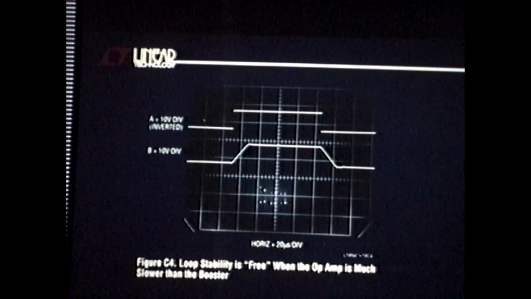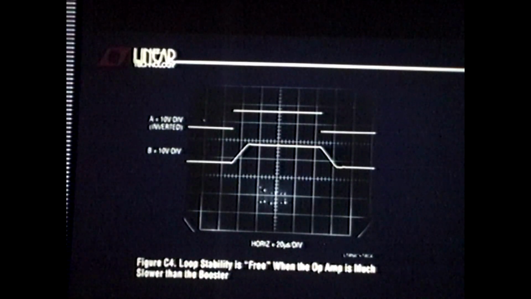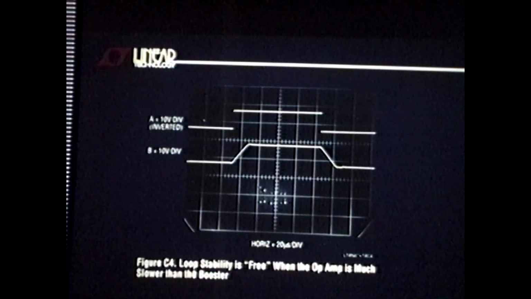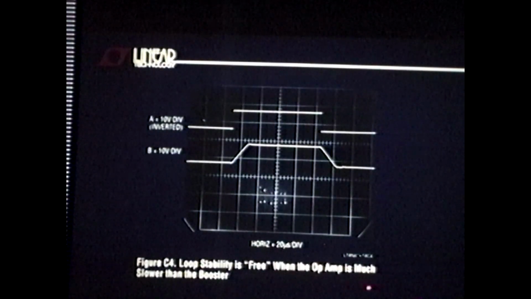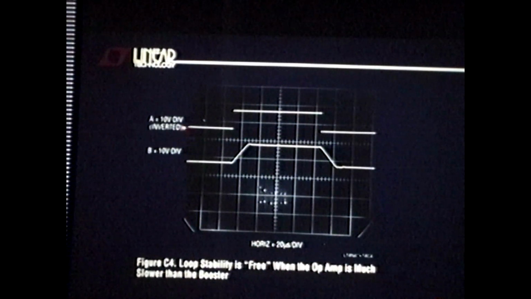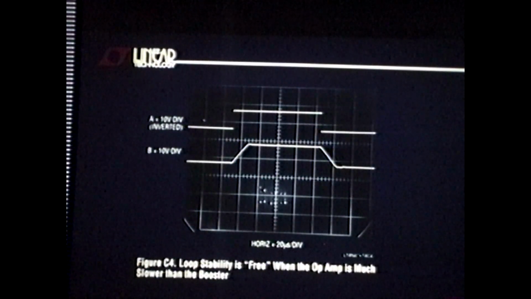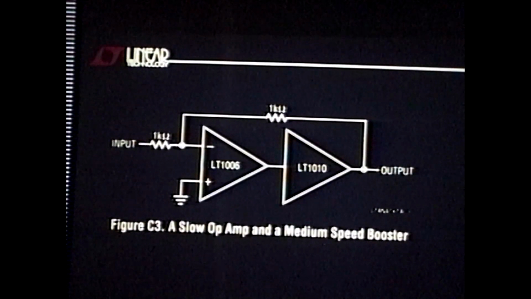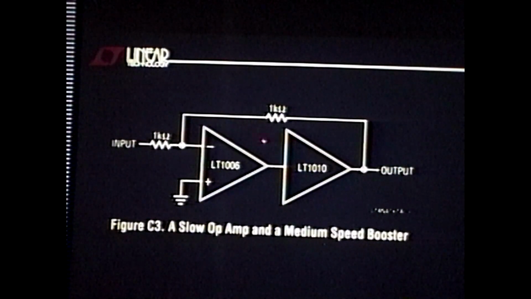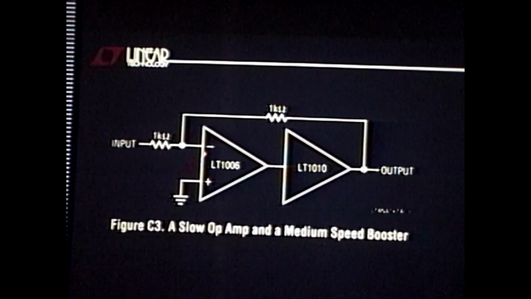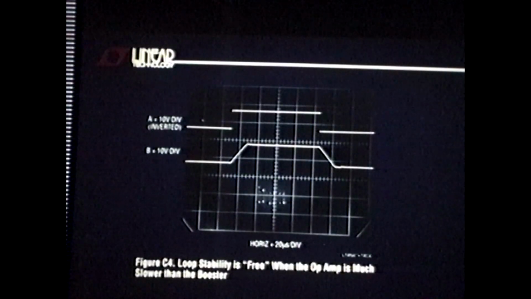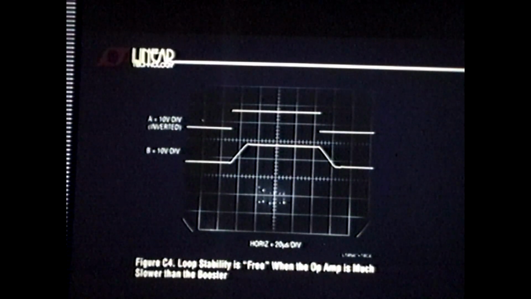And that's exactly what you get. You get basically a single lag response. Loop stability is free, if you will, when the op amp is much slower than the booster. Input pulse, this is pure slew. Where's the delay in this circuit that sets the slew? The delay is the slow bandwidth of that amplifier. The loop stability is free, it can't oscillate. The 20 megahertz booster looks infinitely fast.